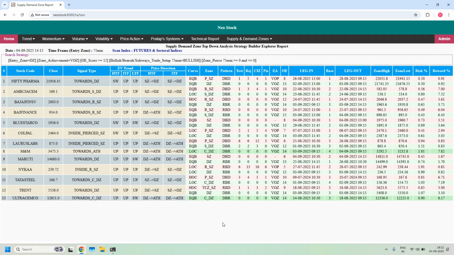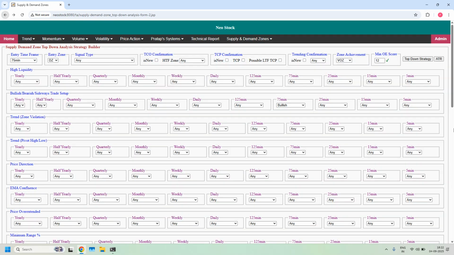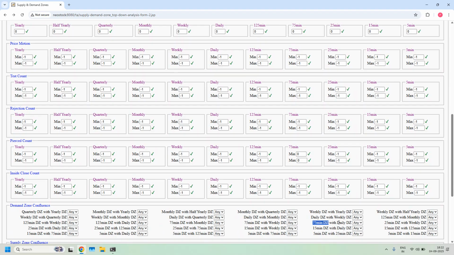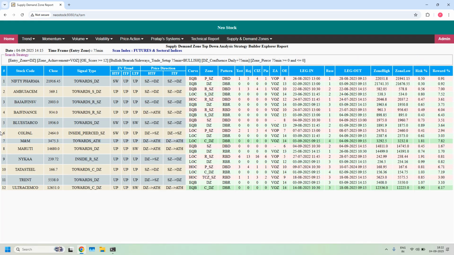From this list we should identify high probability trade setup demand zones based on different zone confluence and EMA confluence strategies learned in lesson 27. So let's apply those strategies. First filter is LTF and ITF demand zone confluence, that is 75 minutes and daily demand zone confluence. With this filter we got 12 stocks out of 14. In all the stocks the 75 minutes demand zone overlapped with the daily demand zone, and the daily trend, that is ITF trend, is uptrend in all the stocks.